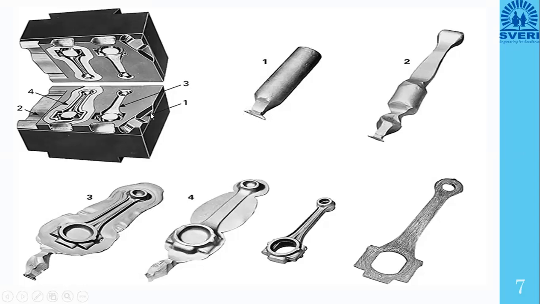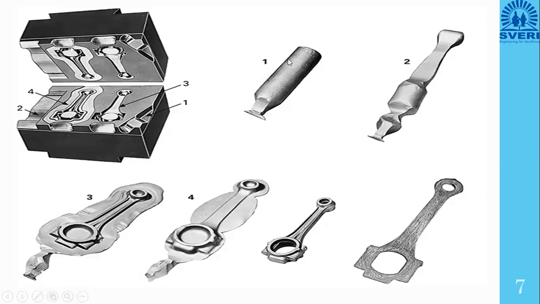Then when this first part is completed, it is kept into the second cavity, and again the die is closed. So the second shape is formed. So from a regular heated rod, firstly this shape is formed, secondly this shape is formed. When it is placed into the third slot, this particular shape is formed. When it is placed into the fourth slot, this particular shape is formed. So this is the actual part.